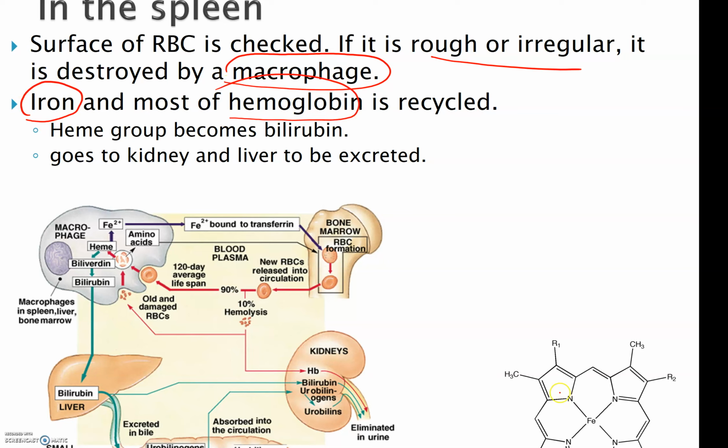Problem is this heme group in the center, right here. The heme group has all these rings. The body can't handle rings. So it gets sent to the liver, where it becomes bilirubin, and it goes to the kidneys to be excreted. Now, the reason why your urine is yellow is because of bilirubin. Some of it's excreted by the liver in the form of bile, and the bacteria in your intestines love it. They eat it, and it actually turns your fecal matter brown.